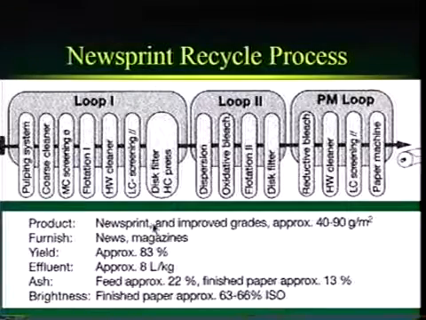So the product we're making is newsprint and improved grades with a basis weight of around 40 to 90 grams per meter squared. We're using newspaper and magazines, typically 80% newspaper, 20% magazines. Our yield is approximately 83%, which might be data coming from this particular mill. We've got some water effluent, 8 liters per kilogram of product. Our feed ash is approximately 22%, and our finished paper ash is about 13%. Our finished paper brightness is around 63 to 66% ISO, so typical newsprint.